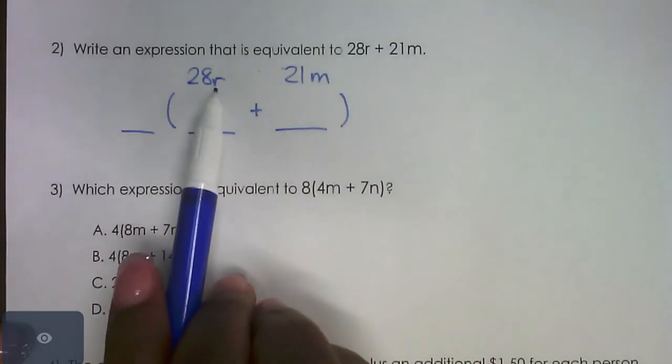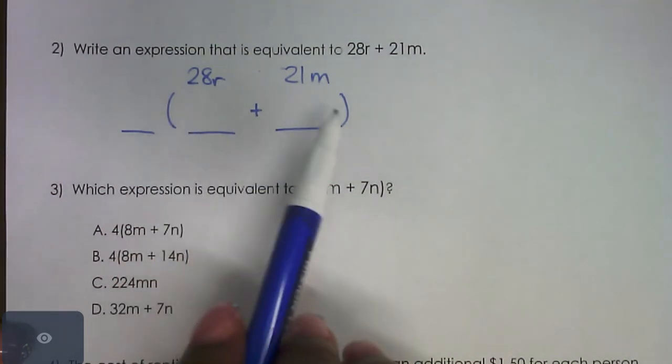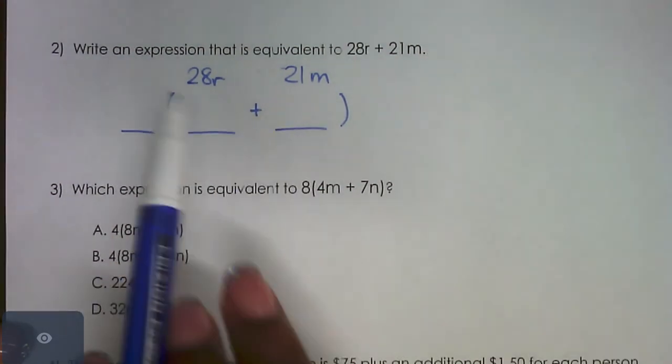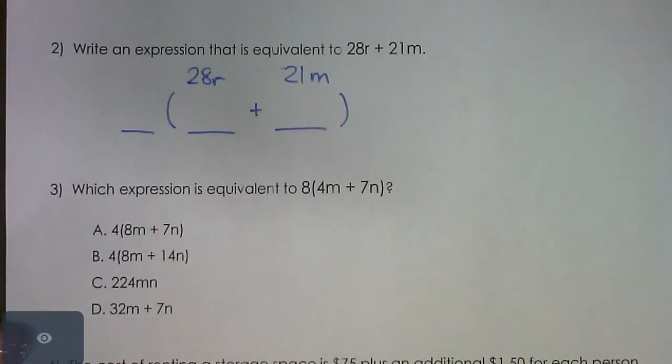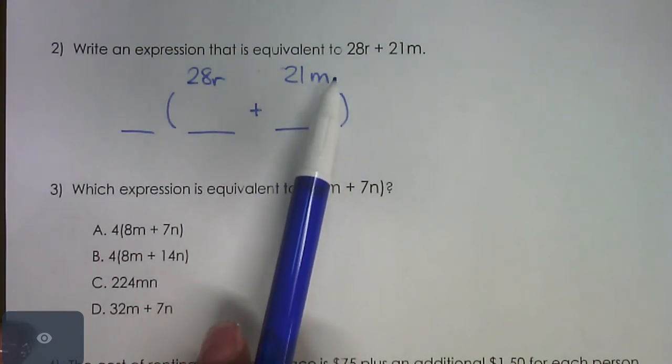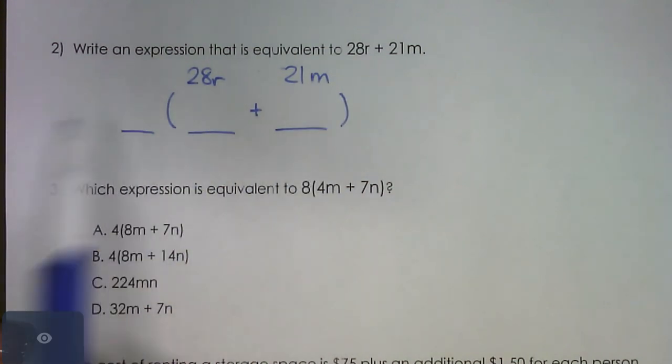So first I notice that I have 2 variables here. I have the variable of r. I see in my terms both of them do not have a variable of r. So that means they don't have that in common, so it's not going outside of my parentheses. Now I see a variable of m, and both of them do not have m, so therefore an m is not going outside of my parentheses.